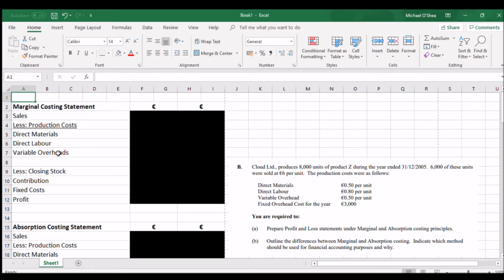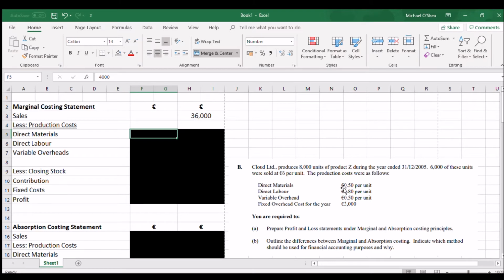After the variable we have closing stock. We'll get to that in a second. But we have our usual contribution, then you take away fixed costs, and then we have profit. So we're just going to look at the marginal costing statement first because we already have seen this before. So they produce 8,000 units, 6,000 of these units were sold at €6. So I've sold 6,000 by 6, multiply the two together, I get 36,000 for sales.